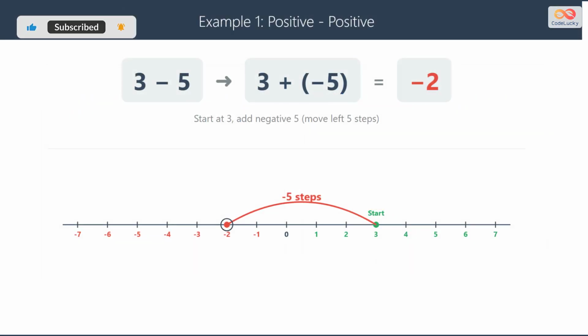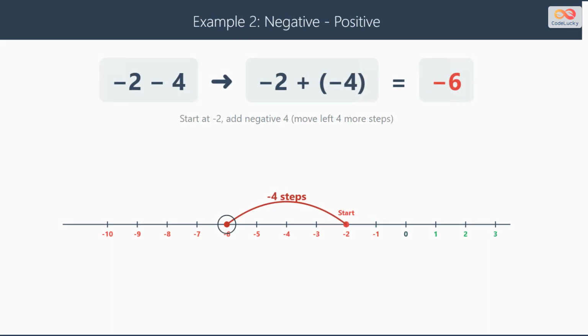Let's look at our first example, 3 minus 5. Applying our rule, we keep the 3, change the minus to a plus, and change +5 to -5. So it becomes 3 plus -5. On the number line, we start at 3 and move 5 steps to the left, landing on -2.